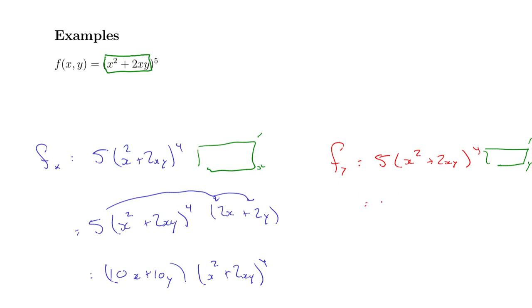In this one, we've got 5 times x squared plus 2xy to the 4. But now, when we take the derivative of the inside where y is the variable, this first term is constant, so that's going to be a 0. And the second term is a linear function with regard to y, so we'll just say 2x. So on this one, we end up with 10x times x squared plus 2xy to the 4. And I think you could pretty much leave both of these this way.